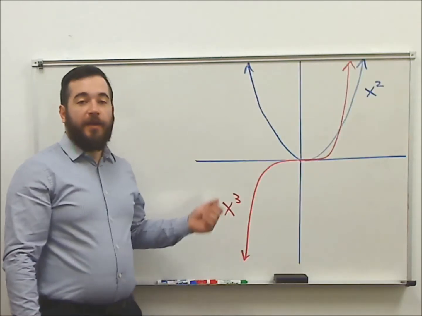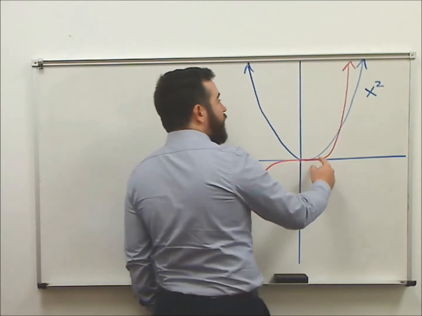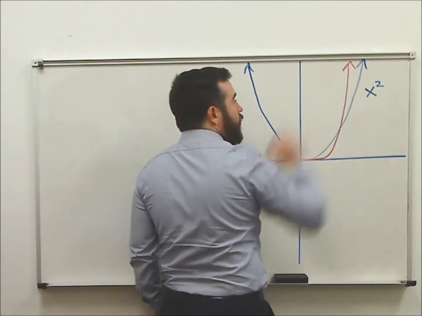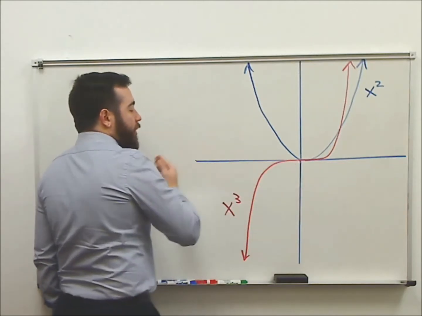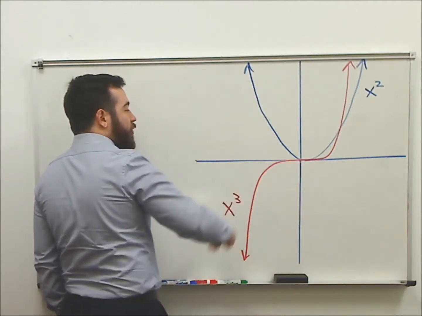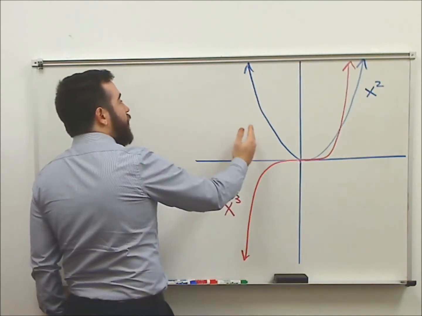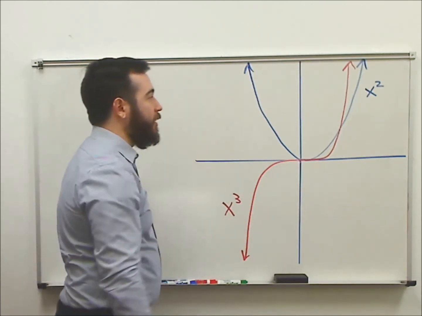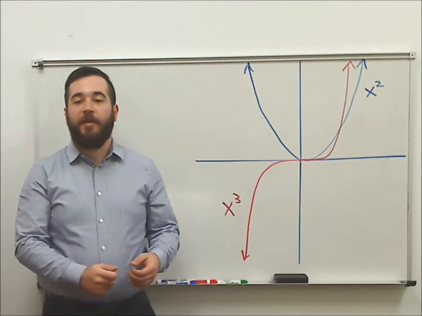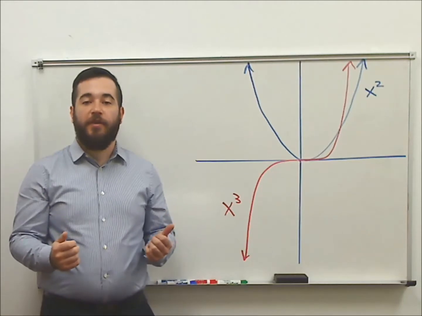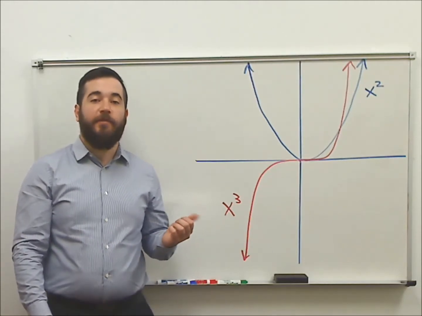So here's a graph of x squared and x cubed. Notice that as x gets larger, both x cubed and x squared will approach infinity. As x becomes more and more negative, x cubed will go downwards towards negative infinity, and x squared will go up towards positive infinity. End behavior is how a graph acts as x moves to the right or to the left, i.e. as x becomes very positive or very negative.